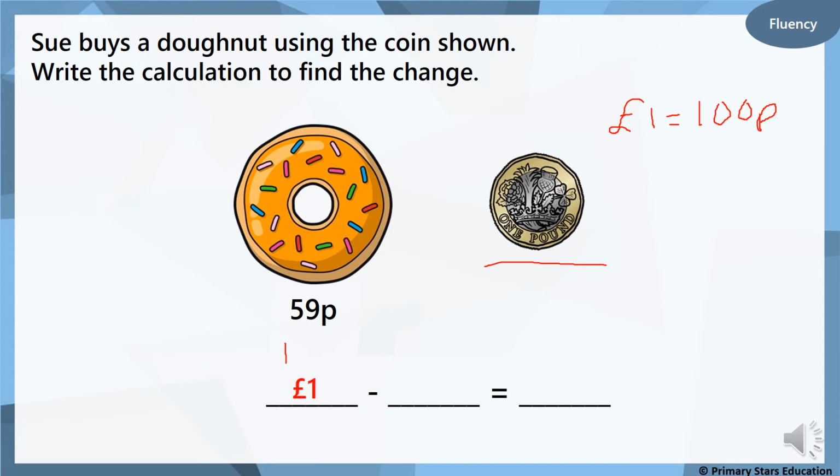So you could write £1. If you forget, you could always write 100 above. Take away 59p. So I'm going to write 100 on my number line because I want to remember that I'm still counting in my pennies there. So I know that 59 to 60 is a jump of 1. And 60 to 100, because I know my number bonds, is a jump of 40. So the answer is 41 pence change.